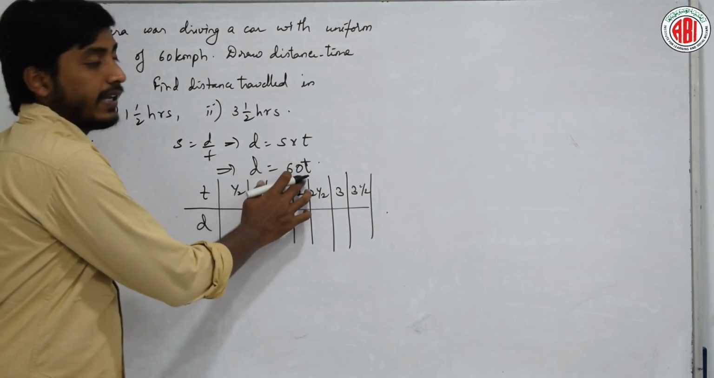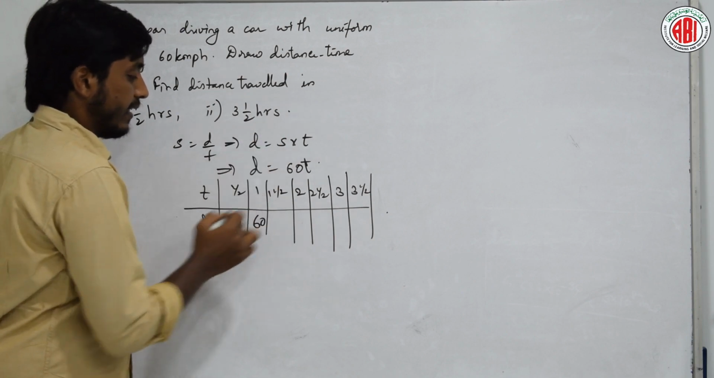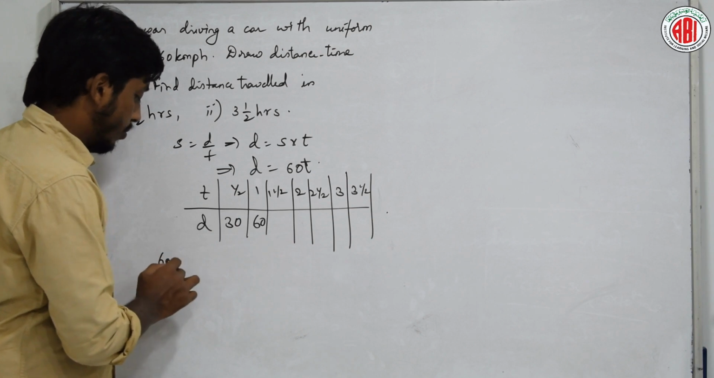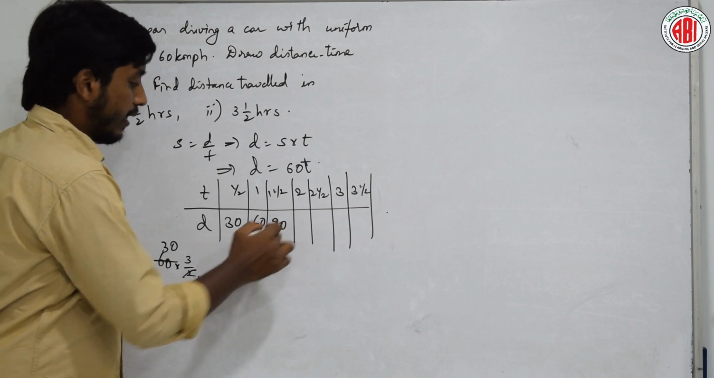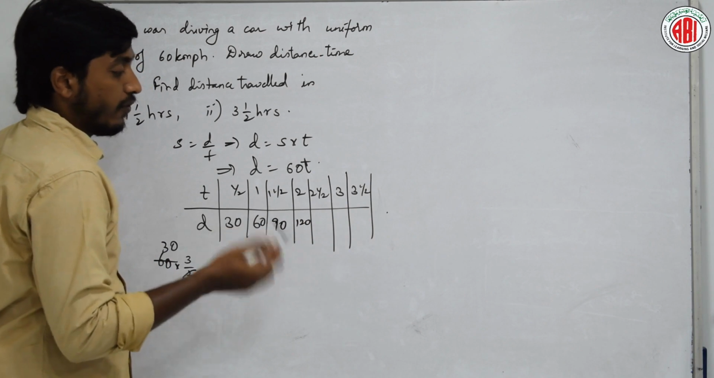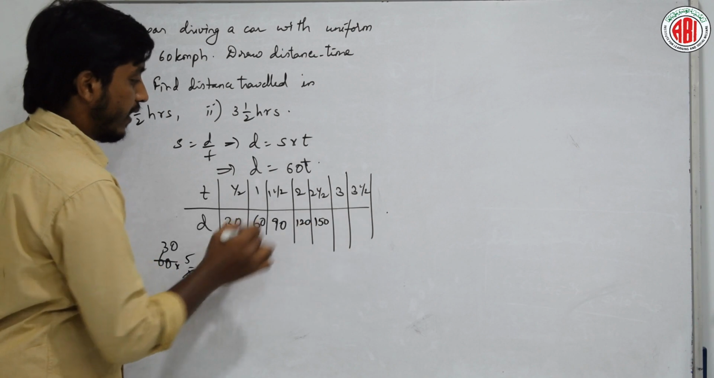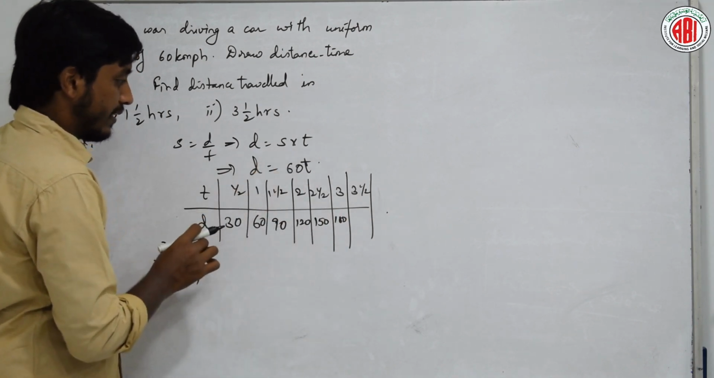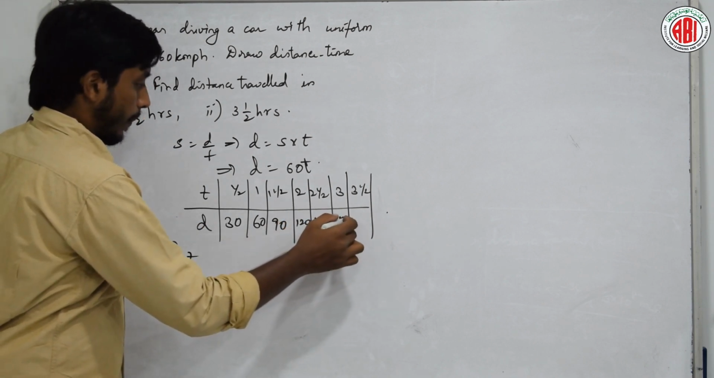For the first half hour, 60 by 2, so directly it is 30. For the second half, it is 60. Then for 1.5, that is 60 into 3 by 2: 2 ones are 2, 3 thirties are 90. Next, for 2, 6 twos are 120. For 2.5, that is 5 by 2: 30 fives are 150. The next 3, 6 threes are 180. The next 3.5, 3 twos are 6, 6 plus 1 is 7, 7 threes are how much is it?